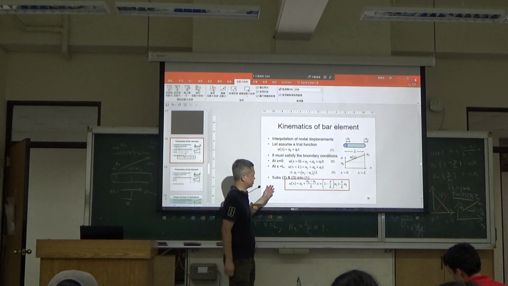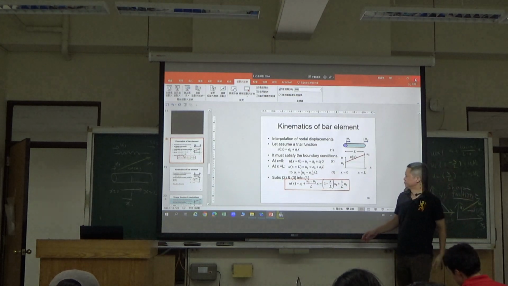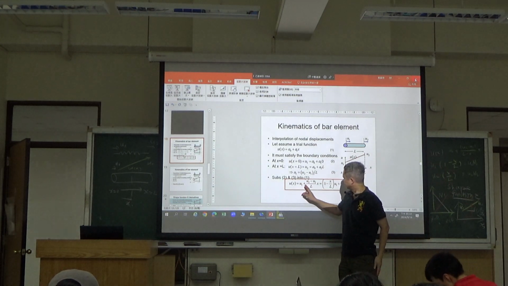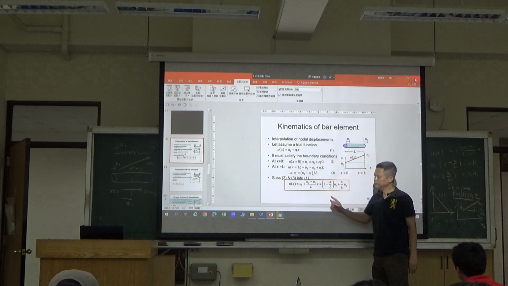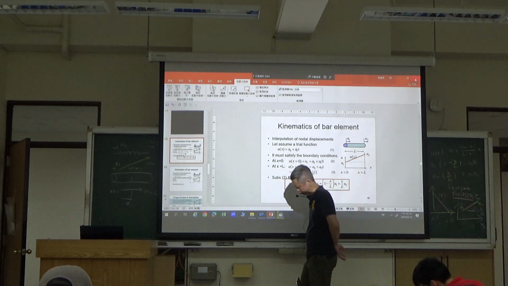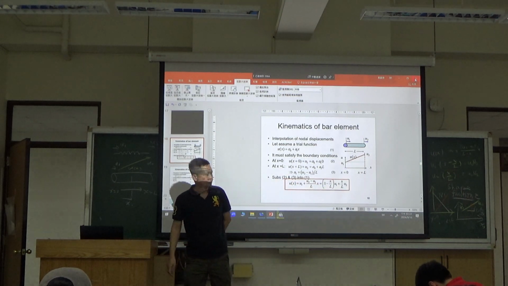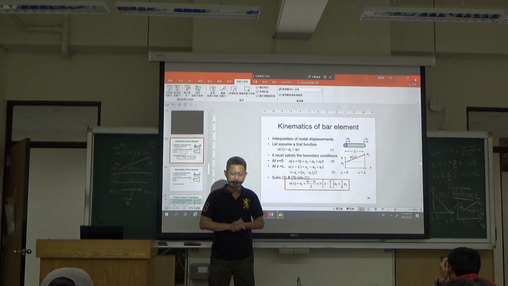About how to express displacement over the length as displacement u1 times shape function 1 plus displacement u2 times shape function 2. Okay? So from this expression, we already know what we're going to solve.